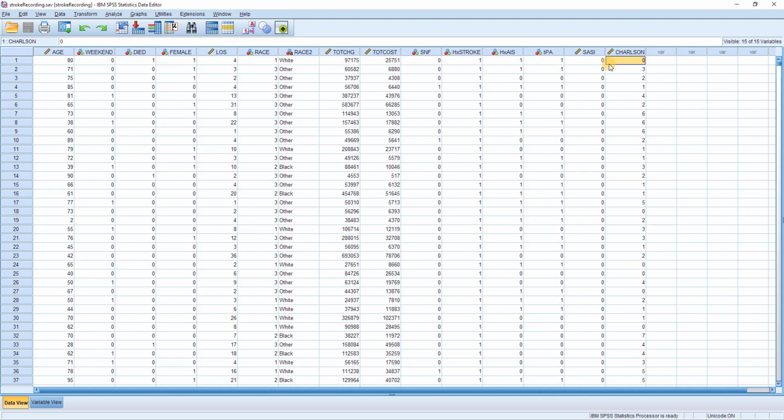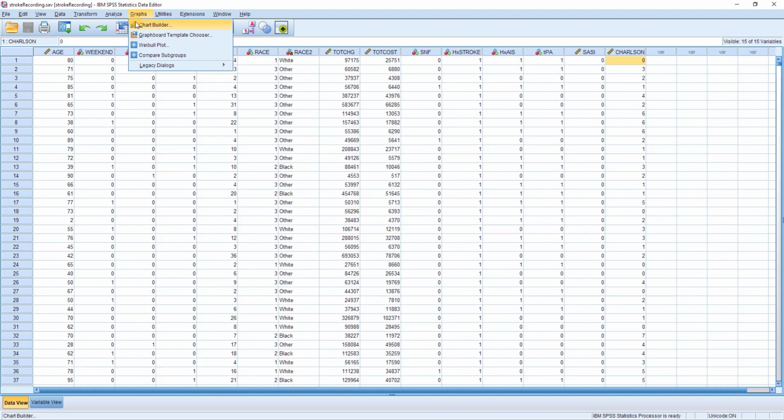There are a couple of ways that we can determine normalcy in SPSS. I'm going to show you two of them in this recording, and you can use whichever one you prefer. So the first way, and I will do this with the Charlson since it's question number 1, is to use the chart builder, which we have done in the past.